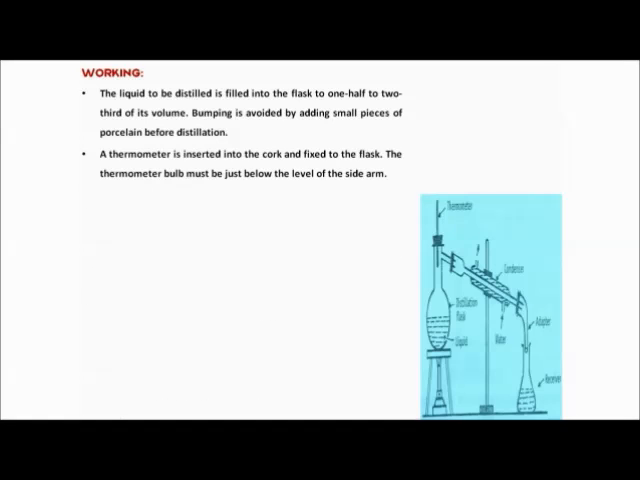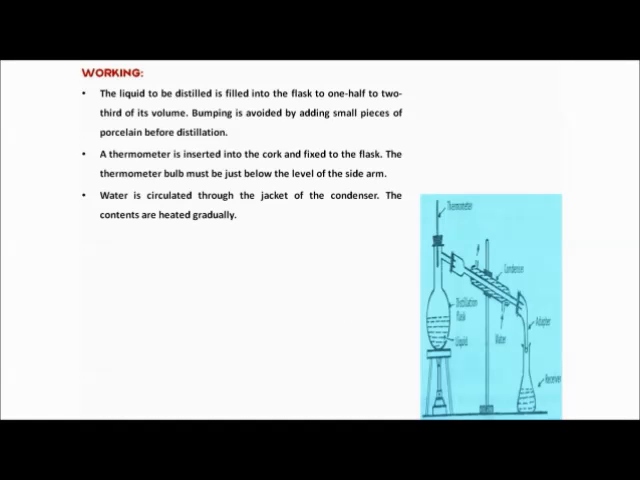Next, a thermometer is inserted. You should know the level of the thermometer. The bulb of the thermometer, the end of the thermometer, should be below the level of the side arm. This is the side arm, right? So the level of the bulb of the thermometer should always be below the level of the side arm here, right?